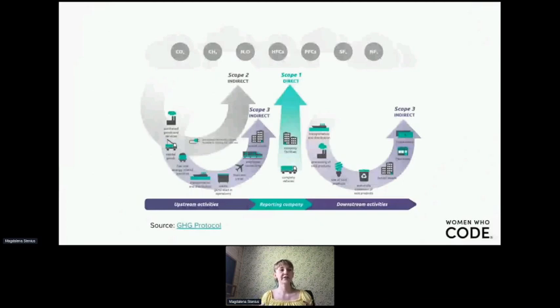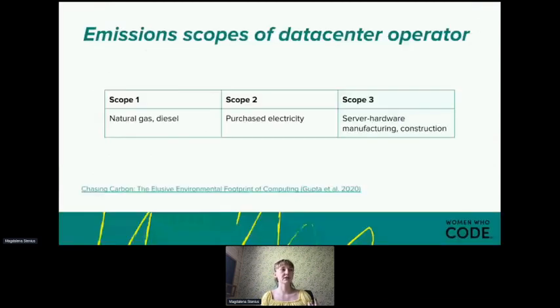If we try to fit these 3 scopes of emissions into a data center operator, we get scope 1 being the natural gas and diesel that are used by the data center, scope 2, which is the purchased electricity to the data center, and scope 3, which is the hardware manufacturing, basically the emissions that are created when those servers are being manufactured. If you're interested in reading more, you can read more in the link in the slides.